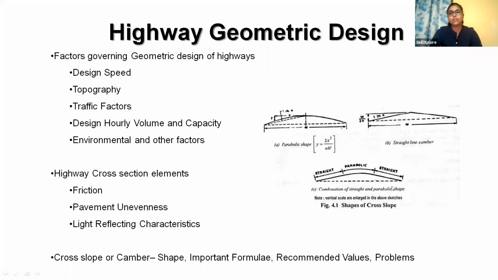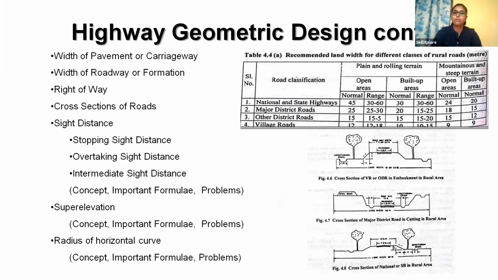is highway geometric design. Next portion is the width of the pavement or carriageway. Width of the pavement means, as we have already mentioned, the width of the carriageway alone, then the width of the roadway or the formation completely, and then right of way. All these things we have to study in detail. Some example is recommended land width for different classes of rural roads given here. So NH and SH open areas normal range is 40, plain and rolling terrain open areas normal range is 45, and range is actually 30 to 60. So all these things we have to study. These may be there in your examination as well.